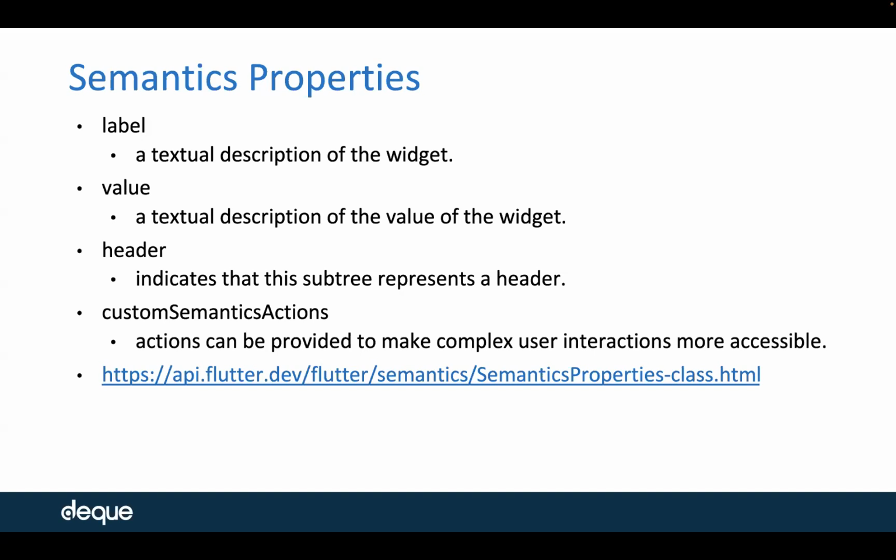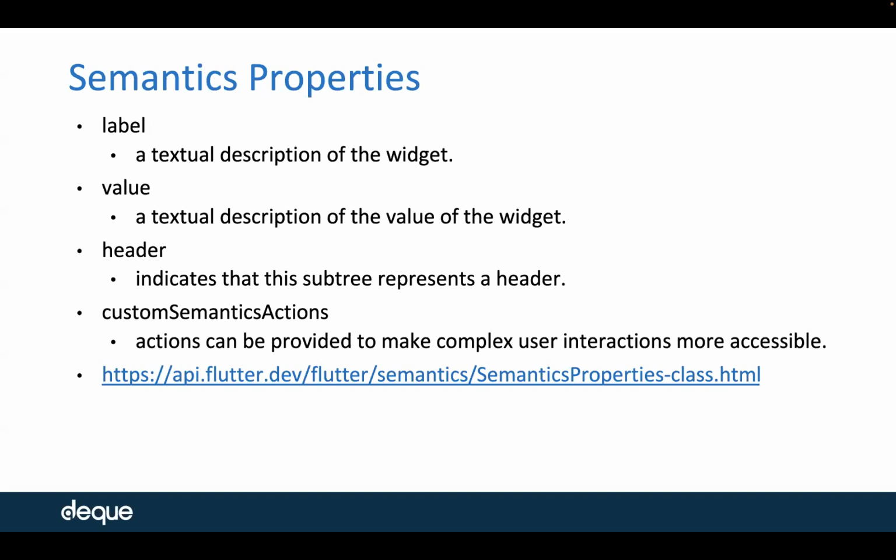And next, one more important thing is custom semantic actions. So what are custom semantic actions? In general, we have some actions like slide to open, swipe to read, swipe to delete, double tap to activate, or triple tap for some actions. These interactions are available for normal users. While it comes to users with disabilities, they can perform one action at a time. In those cases, if there are these types of custom gestures, we need to create custom semantic actions for the widgets.